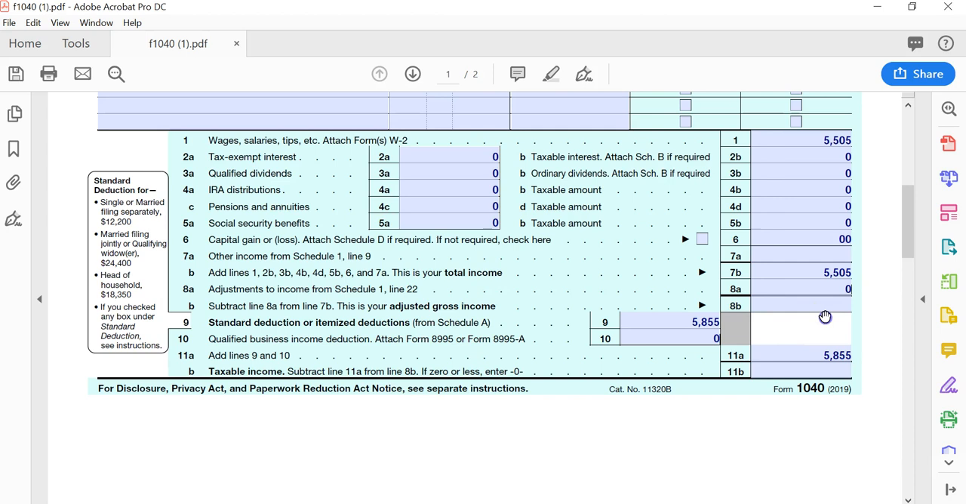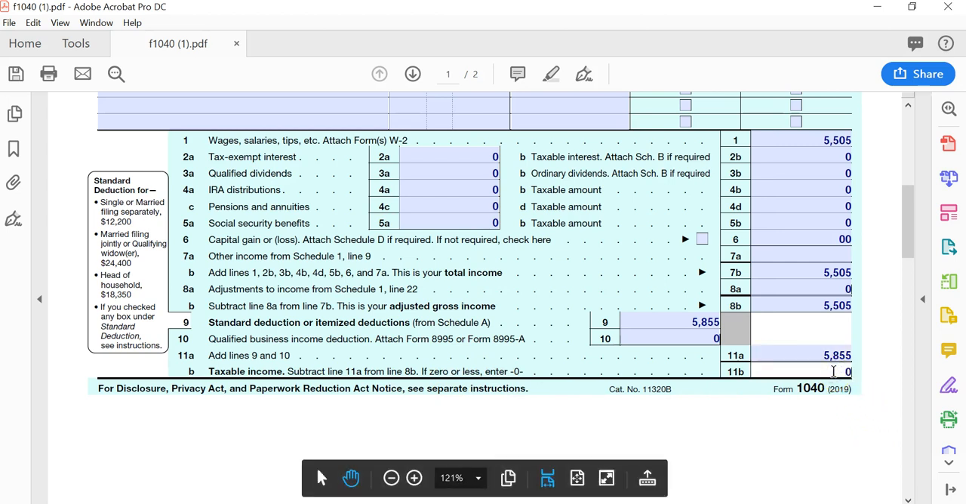And for our purposes, when we're doing that math, we know that 8B should be 5,505. Back to number 11, though. Subtracting line 11A from line 8B would give us a negative number. 5,505 minus 5,855 would be a negative number. So since that is less than 0, we're going to enter a 0 here.